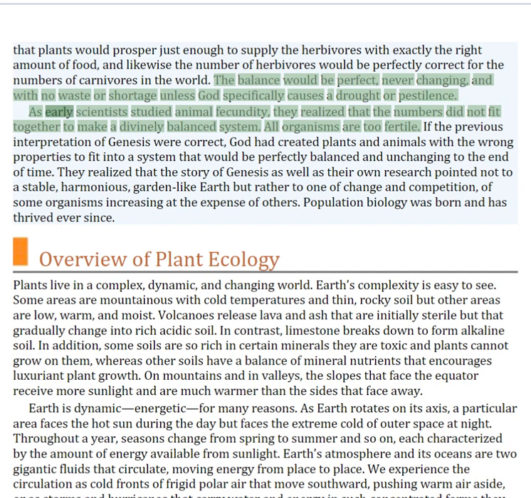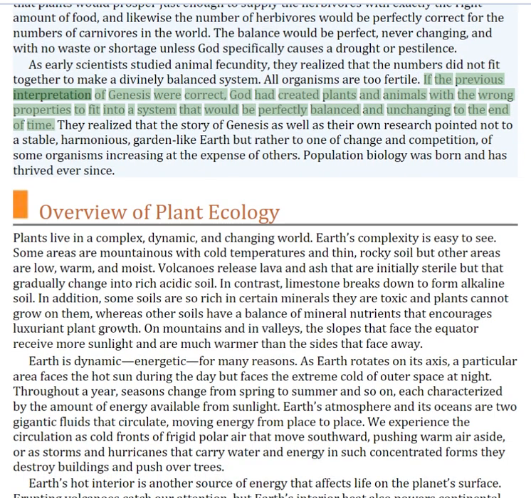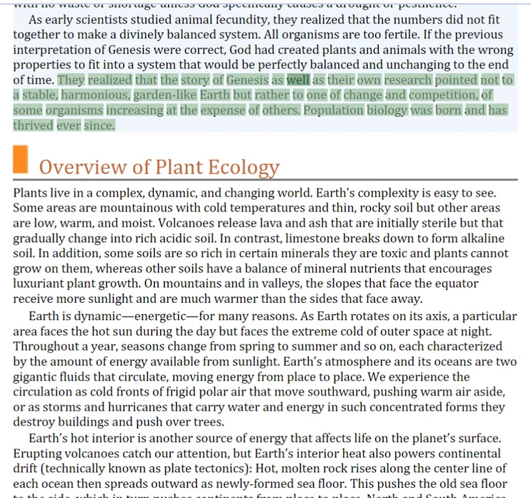As early scientists studied animal fecundity, they realized that the numbers did not fit together to make a divinely balanced system. All organisms are too fertile. If the previous interpretation of Genesis were correct, God had created plants and animals with the wrong properties to fit into a system that would be perfectly balanced and unchanging to the end of time. They realized that the story of Genesis as well as their own research pointed not to a stable, harmonious, garden-like Earth but rather to one of change and competition, of some organisms increasing at the expense of others.